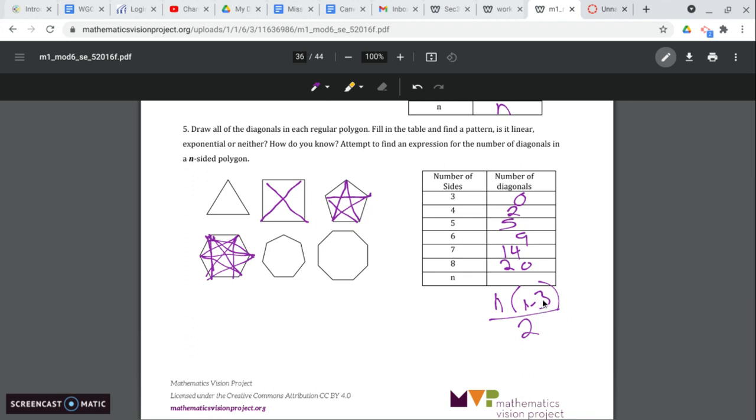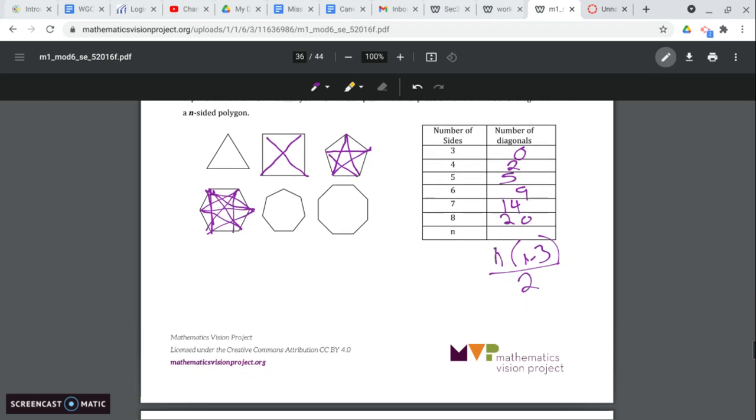So this is the rule for how we find the number of diagonals: n minus 3, because obviously there's 3 vertices involved when we look at any given point. So we do n minus 3, and then we multiply that by the number of sides there are, and then we divide it by 2, and that gives us our total.